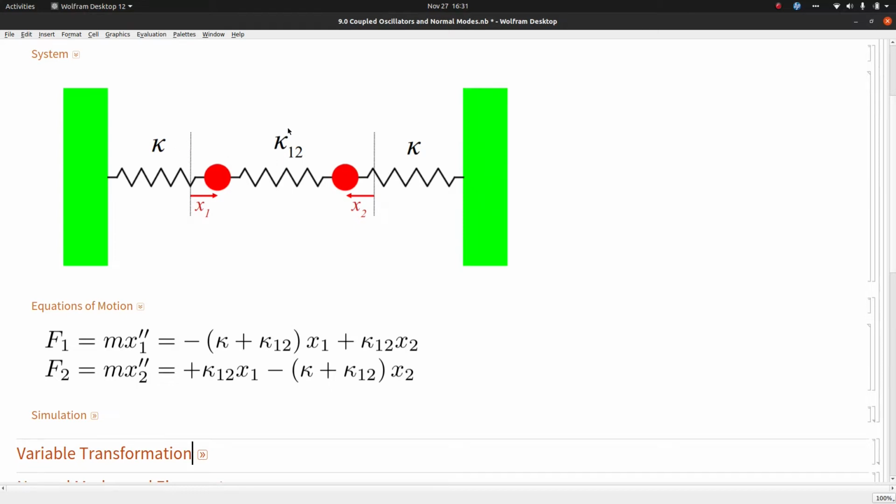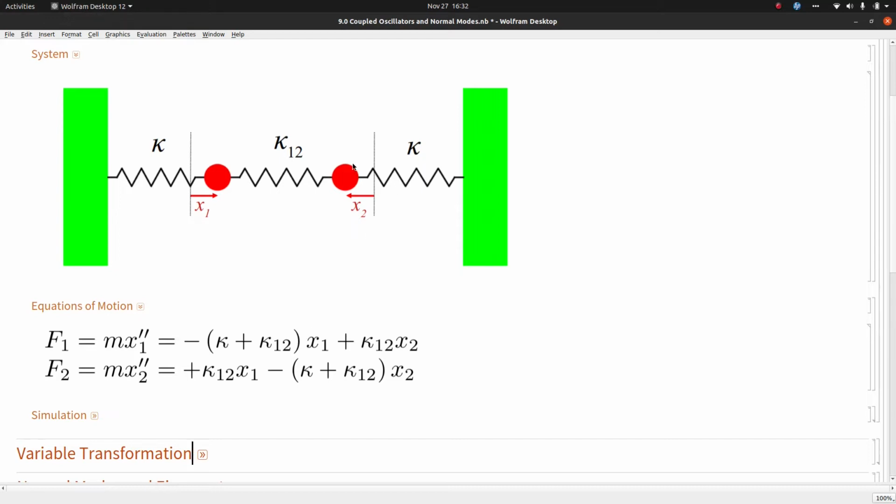So I get the total stiffness by just adding those two together. If both had the same stiffness, I would double the stiffness of a single spring. All we're doing is adding those two together, and then it behaves pretty much like Hooke's law. You get minus a constant, in this case kappa plus kappa 1,2, times the displacement. And everything's hunky-dory. That's just Hooke's law.